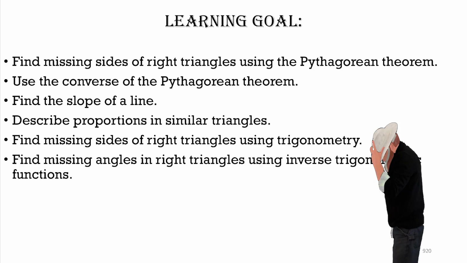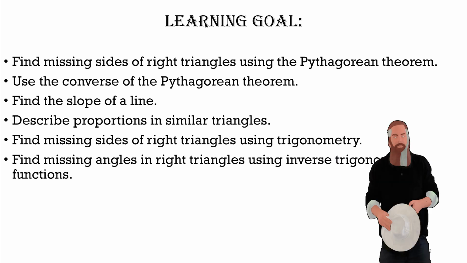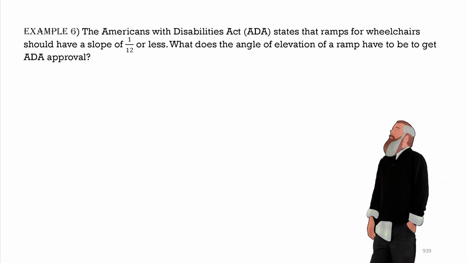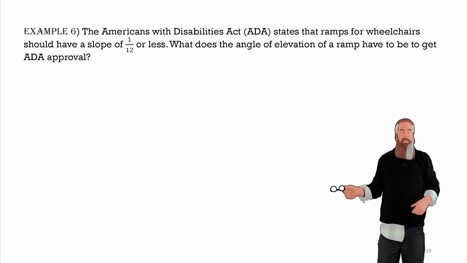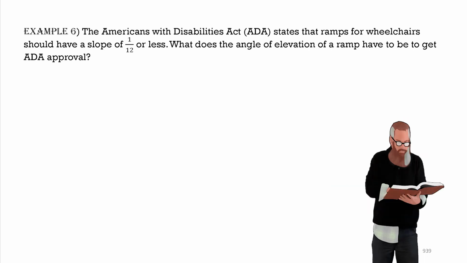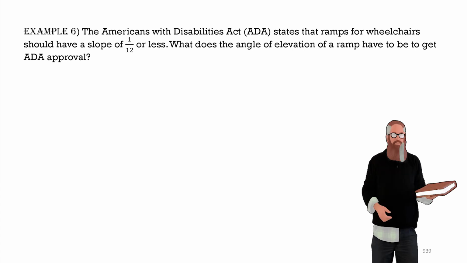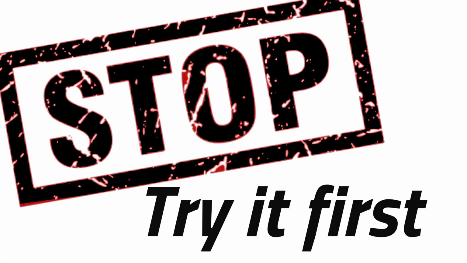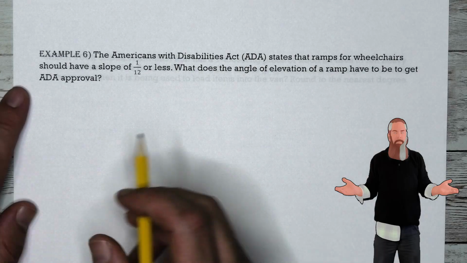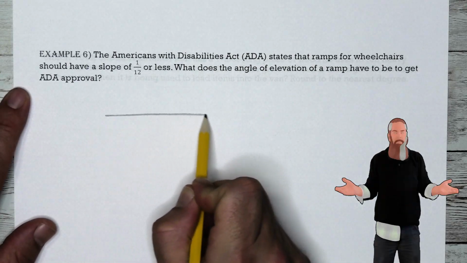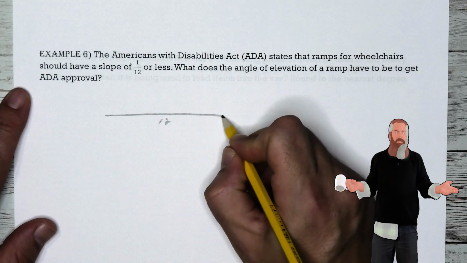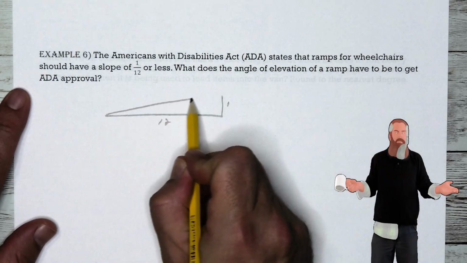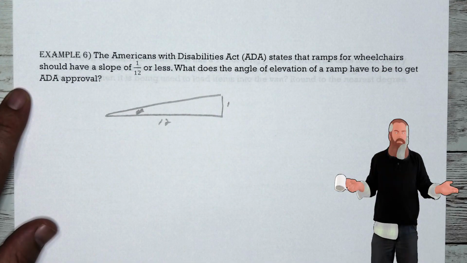Let's find the missing angle in triangles using trigonometric functions. The Americans with Disabilities Act, or ADA, states that ramps for wheelchairs should have a slope of 1/12 or less. What does the angle of elevation of a ramp have to be to get ADA approval? So we're going to draw a diagram that shows 1/12, meaning that it is 12 long and 1 high. What we're trying to find is this missing angle.